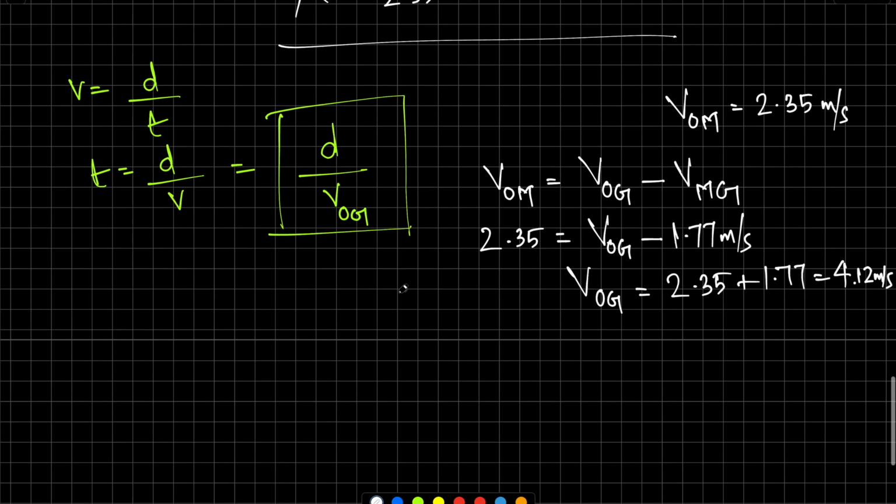Now we can find time. The equation for time is distance over velocity, or in this case the velocity of the object with respect to ground, VOG. Distance is 59.1 over 4.12, which is 14.3 seconds.